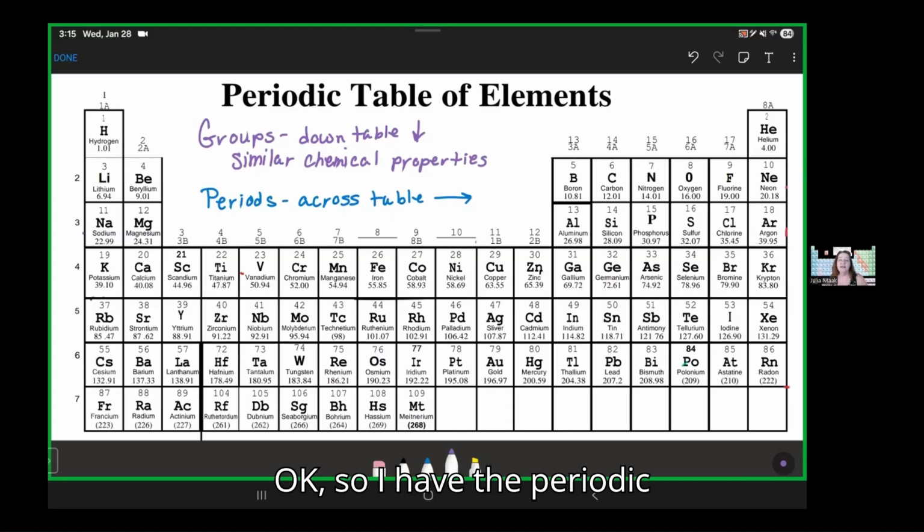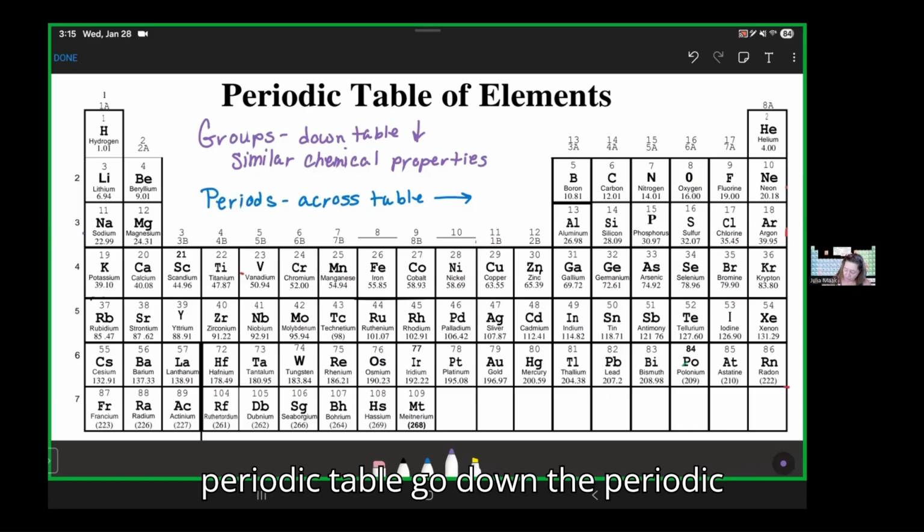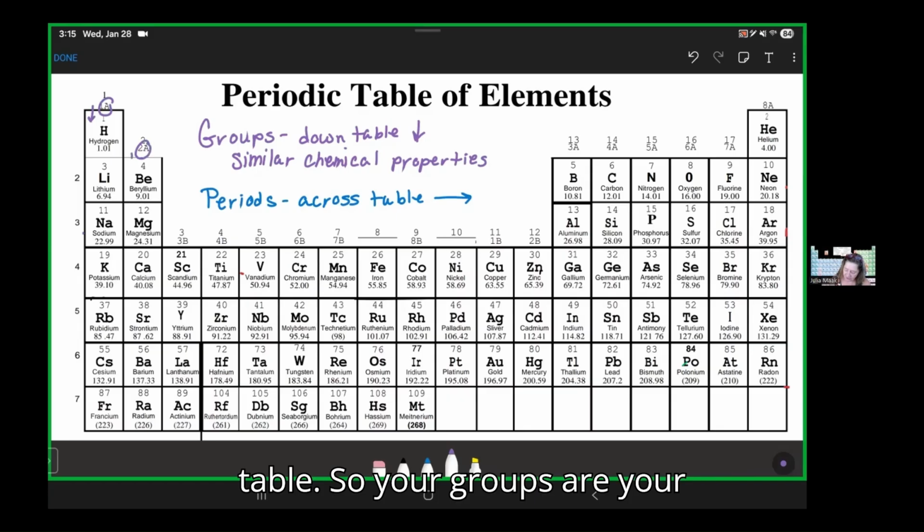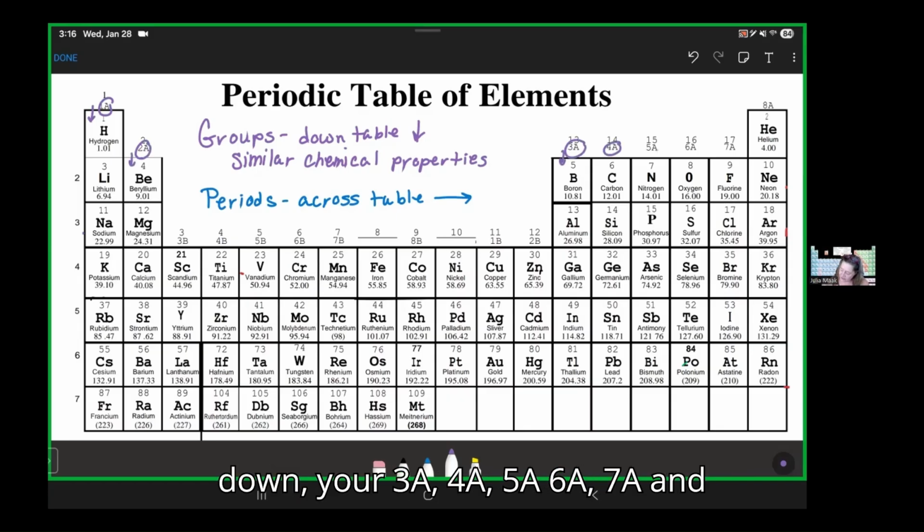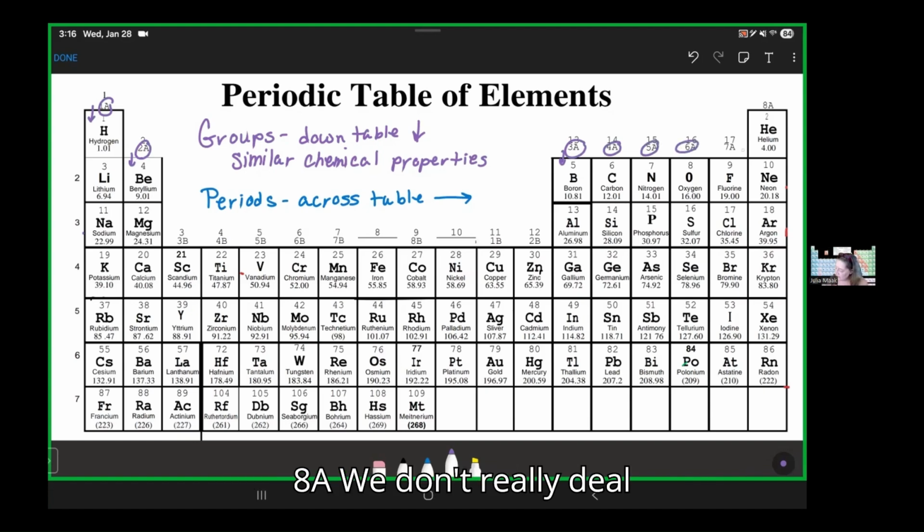Okay, so I have the periodic table here in front of us, and you'll see I have written there that your groups on your periodic table go down the periodic table. So your groups are your 1A going down, your 2A going down, your 3A, 4A, 5A, 6A, 7A, and 8A.